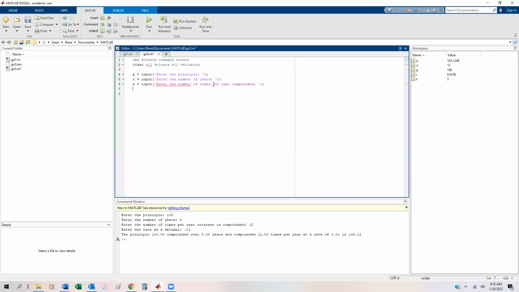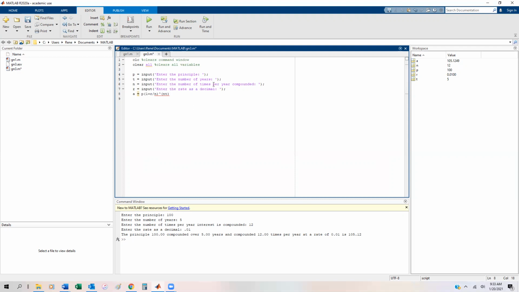All right. And then finally, we are going to figure out what the rate is. So we're going to say enter the rate as a decimal. So there's our input statements. Those are probably really easy for everybody. And the amount A, now we have to be careful with this because if I just do P, and I'm going to do this the incorrect way first just to show you what happens. So P times (1 plus r over n), and then we close the parenthesis and raise that to the nt.